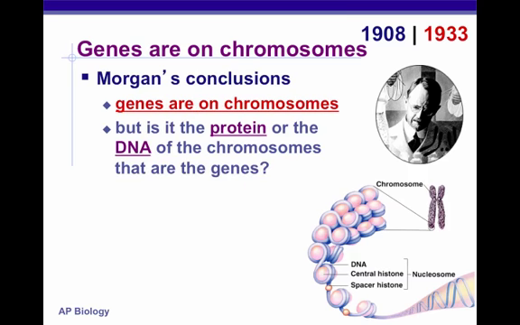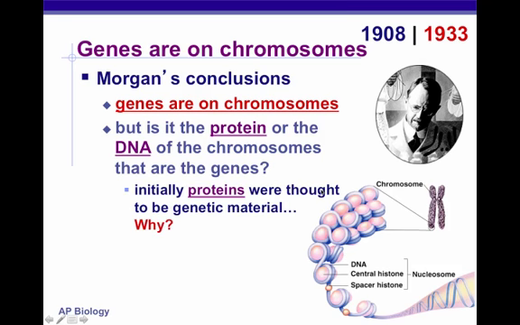But is it the protein or the DNA of the chromosomes that are the genes? So if you remember down here, here's the chromosome. It's actually wound around proteins called histones. So we have a spacer histone and we have a central histone. So chromosomes are not just DNA, they're actually proteins as well. So he didn't know whether it was the protein or the DNA. So initially proteins were thought to be the genetic material.